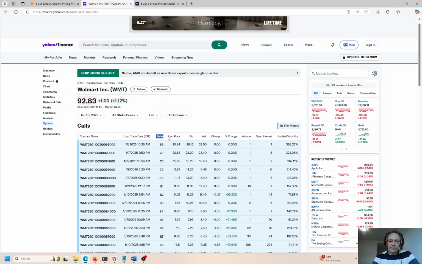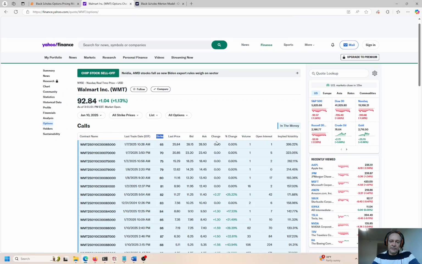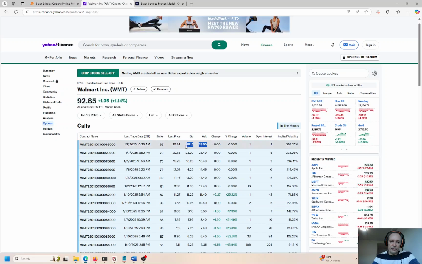And last price traded, bid, ask. The spread is the difference between these two. The market maker keeps that spread. That's how they make their money, right? And then you have the volume and the open interest. So this is the number of contracts traded.